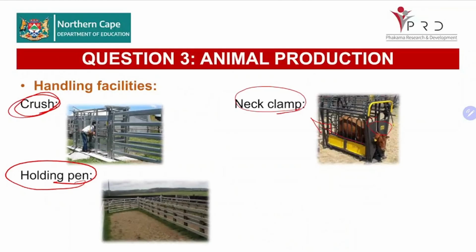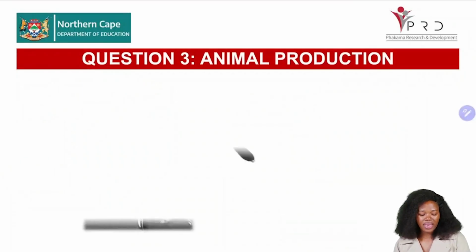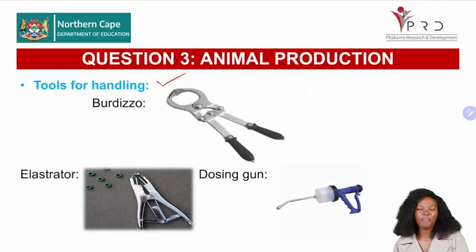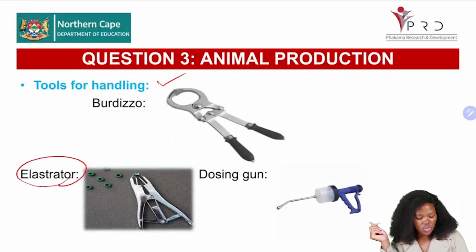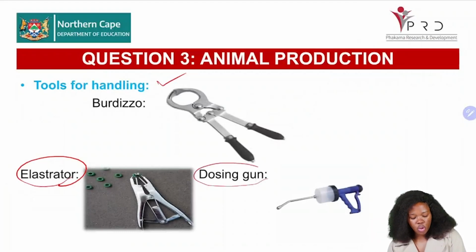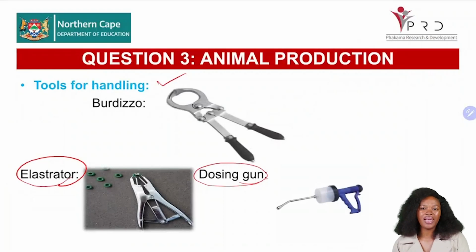Now, there are various tools that are used when handling farm animals. Firstly, the burdizzo. It is used to castrate older animals and it is a bloodless tool. Elastrator, to castrate young farm animals. It is also a bloodless tool. A dosing gun, used to administer a large amount of liquid, whether during the controlling of internal parasites or administering of dewormers and anthelmintics.